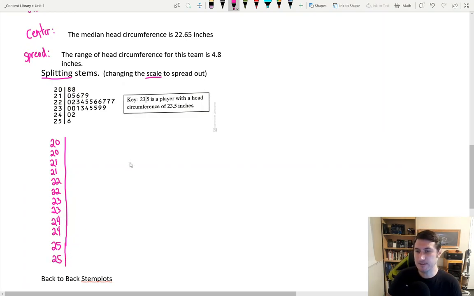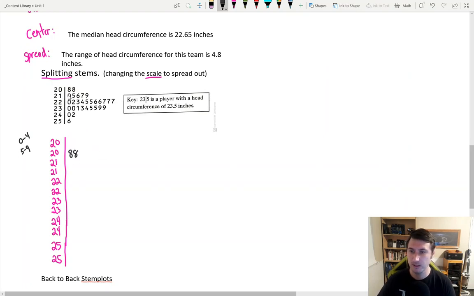Now, imagine this, instead of counting by ones, we're counting by 0.5s. So our first stem for 20 would essentially be from 0 to 4, and the second one would be from 5 to 9. Each one of those has 5 digits: 0, 1, 2, 3, 4, and 5, 6, 7, 8, 9. So the first stem is only from 20.0 to 20.4, which we have none. The second stem is 20.5 up to 20.9, which we have 2, the 2 8s.